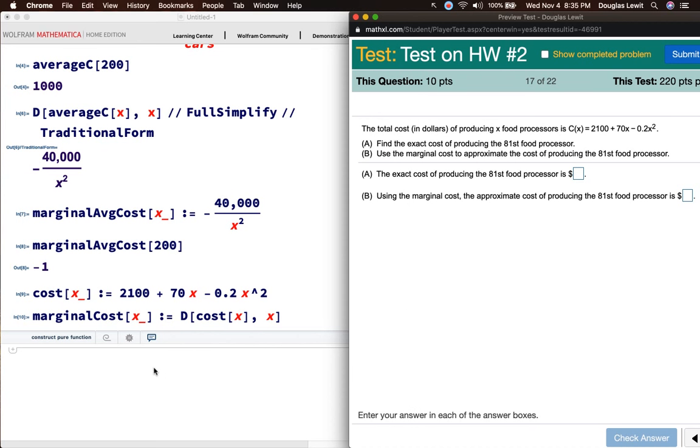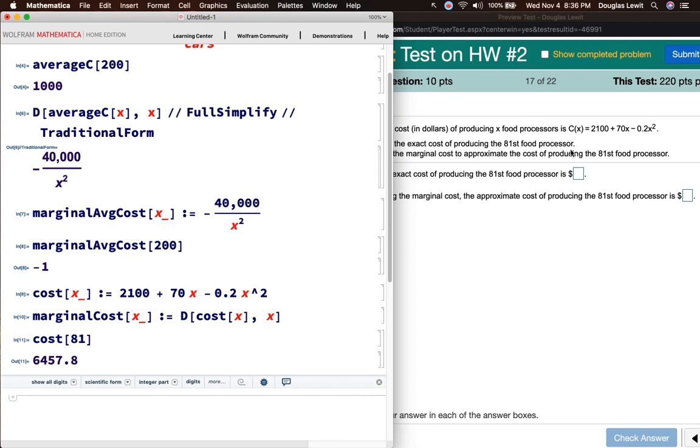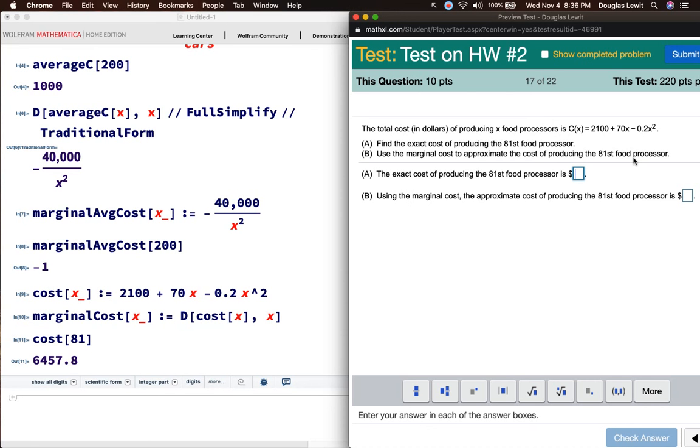The exact cost of producing the 81st food processor is cost of 81. Okay, so that's going to be $6,457.80. The exact cost of producing the 81st food processor is $6,457.80.